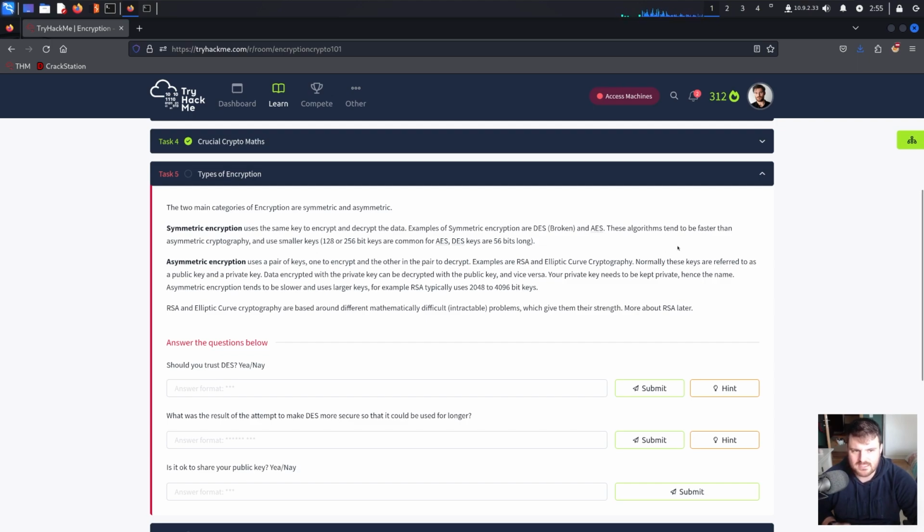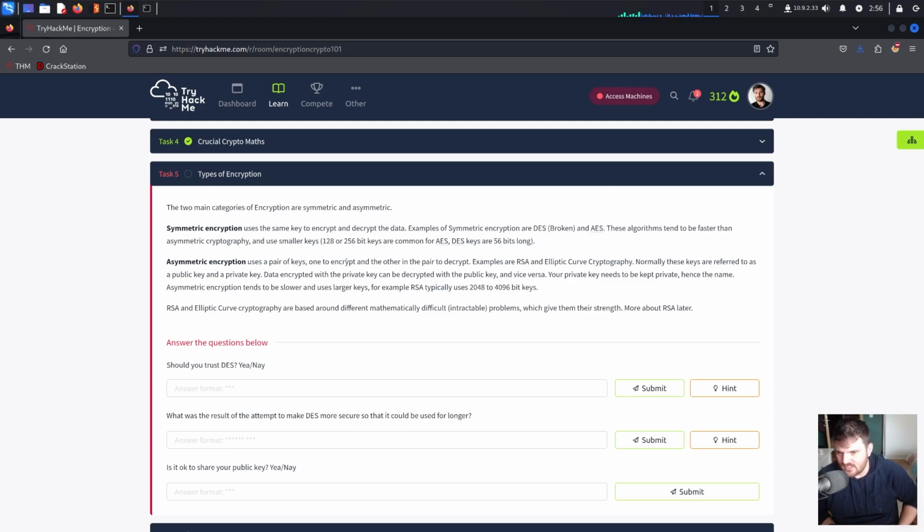These algorithms tend to be faster than asymmetric cryptography and use smaller keys. 128 or 256 bit keys are common for AES. DES keys are 56 bits long.